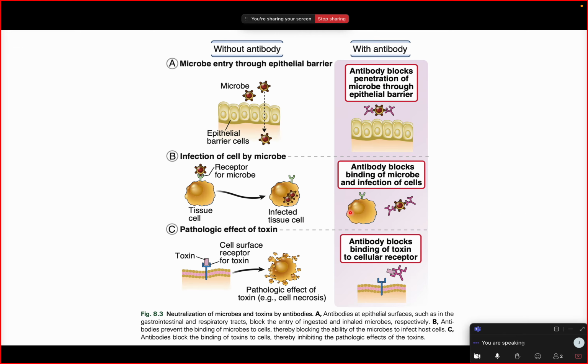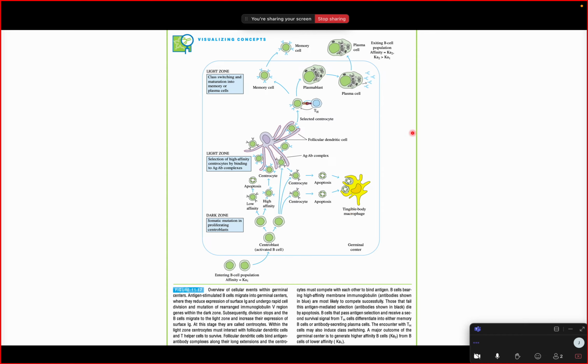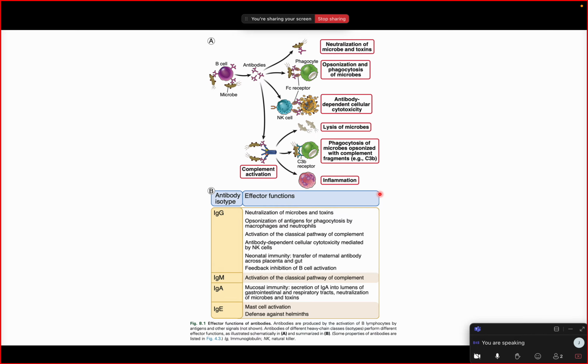Now till here we saw what are B cells, what are T cells, how B cell is matured, where B cell is matured, and what is the purpose of B cell maturation, which is basically the secretion of antibody. What are the different types of antibodies? What are their major functions? This is what we have discussed.